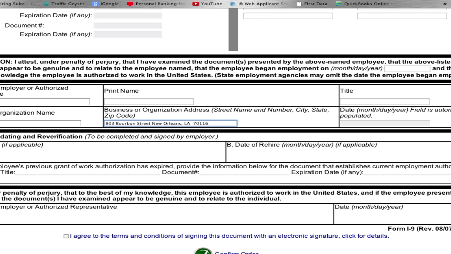70116. However, if my company has multiple locations, and I meet my new hire in Memphis, Tennessee at one of these locations to examine his or her documents, I would use the physical address of the location in Memphis where I examined the documents. In this example, it's 2765 Elvis Presley Boulevard, Memphis, Tennessee, 38116.